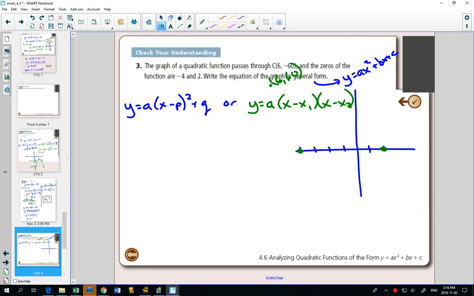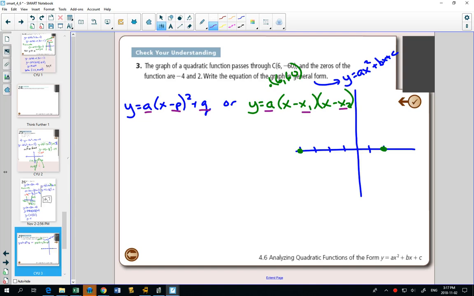If you use the blue equation, you need to find A, P, and Q. If you use the green equation, you need to find A, x1, and x2. And x1 and x2 are your x-intercepts.